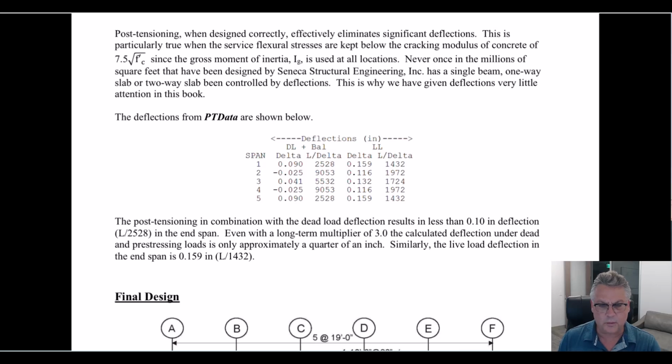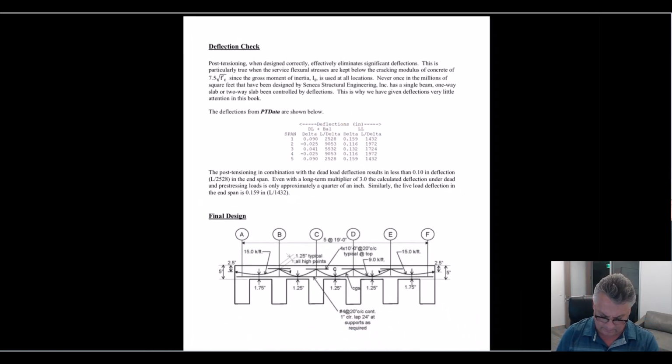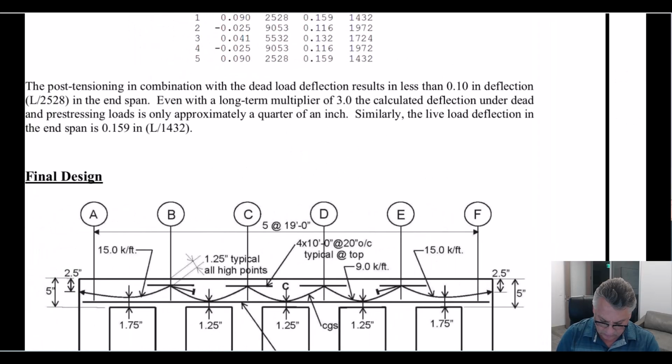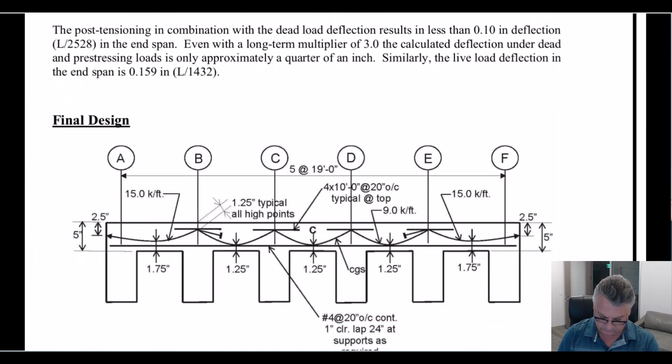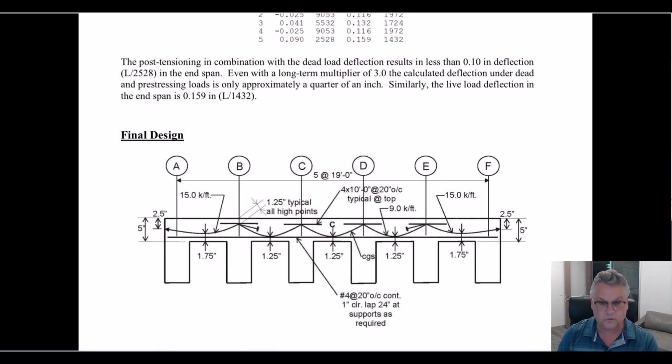9,053. So for post-tension concrete, we have effectively solved the deflection issue just by the fact that we lift it back up. So this will be the final design for my dad's example.